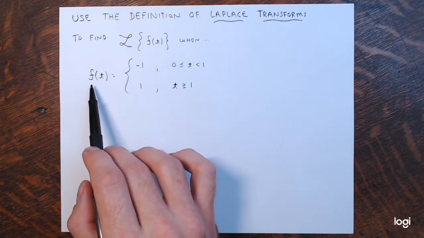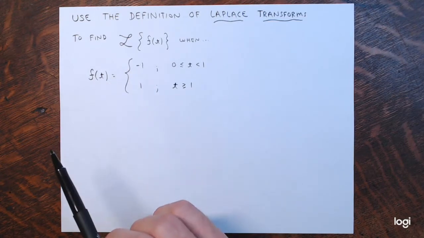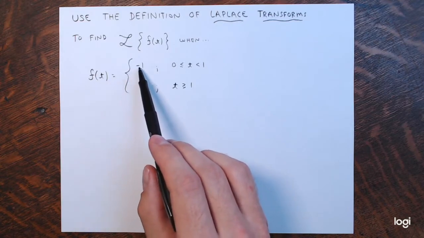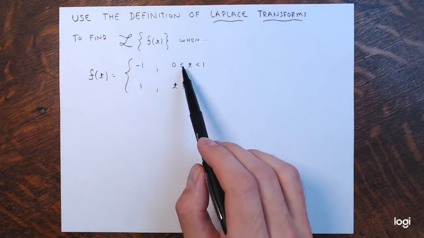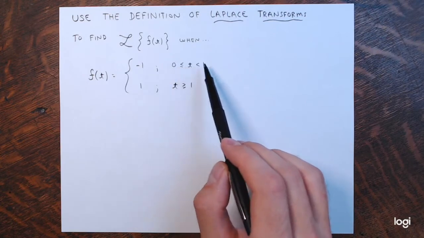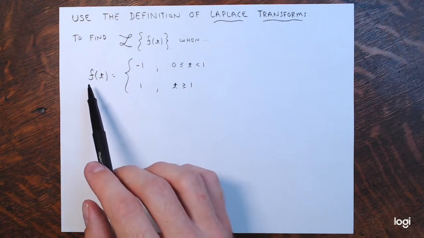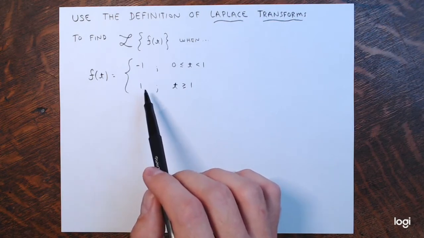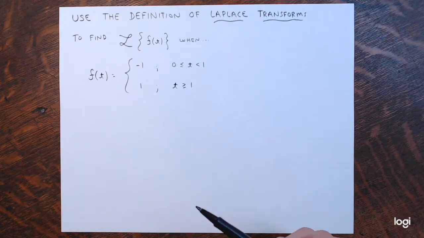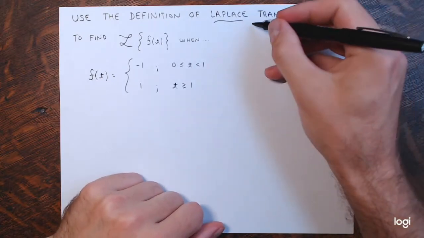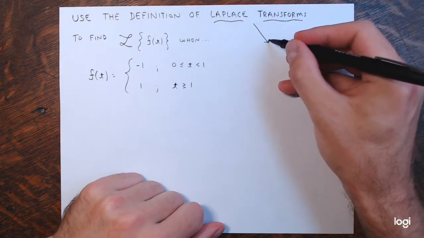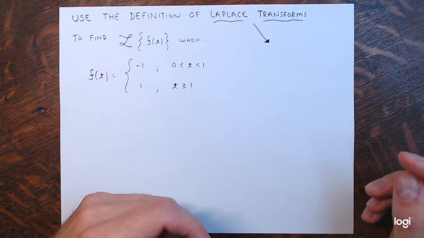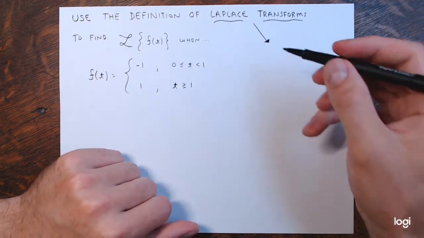For my first example, I'm going to be doing it with a piecewise defined function, where f of t is defined to be -1 when the values of t are from 0 to 1, including 0, not including 1, and f of t equals +1 for values of t greater than or equal to 1. Alright, so first, let's get into this. What is the definition of a Laplace transform?